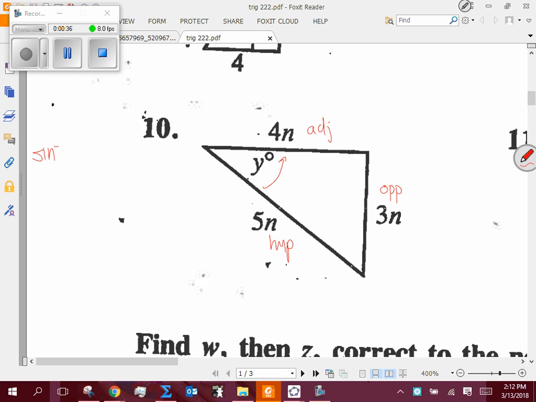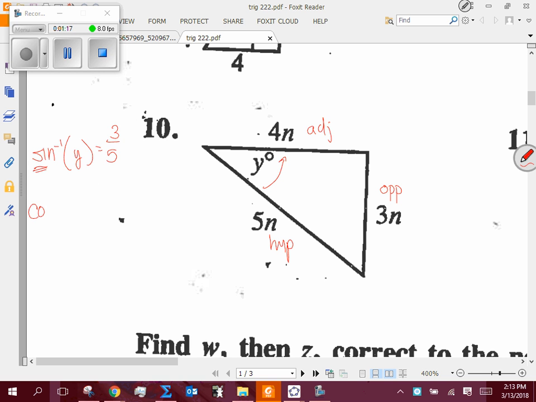In this one, if I looked at sine inverse of y, it'd be 3n over what? Careful. Because sine is opposite over hypotenuse, so we go 3n over 5n, okay? And n is just a multiple. N could be anything you want it to be, but it's consistent in all of these. So what is n divided by n essentially going to give me? 1. So I really just have sine inverse of y equals 3/5.